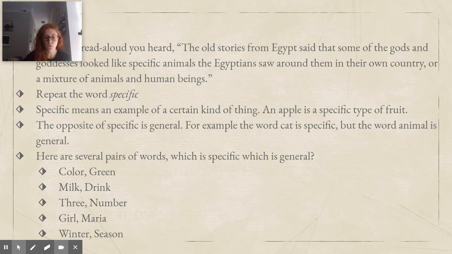Here are several pairs of words. I want you to tell me which is specific and which is general. So, color and green. Which one's the general word? Color. And which one is specific? Green. How about this next one? Milk and drink. Which one is specific and which one is general? Milk is specific and drink is general. All right, here's our next one. 3 and number. Which one is specific and which one is general? 3 is specific and number is general.